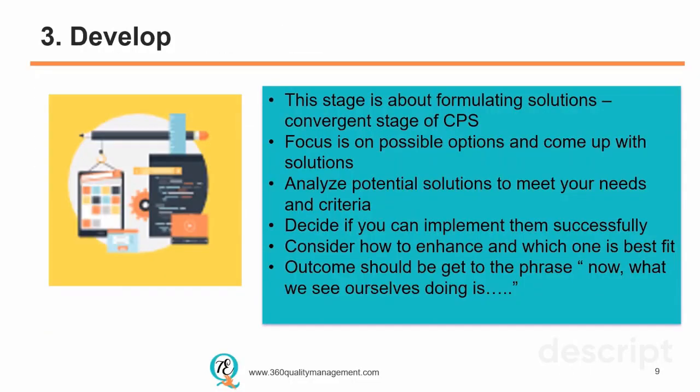This stage is about formulating solutions or action plans, focusing on all the possible options and coming up with solutions. Analyze those potential solutions to meet your needs and decide if you can implement them successfully. This is when we use judgment to check whether it is possible or realistic to implement, and which ideas can be enhanced. And the next step is what we see ourselves doing in the future.